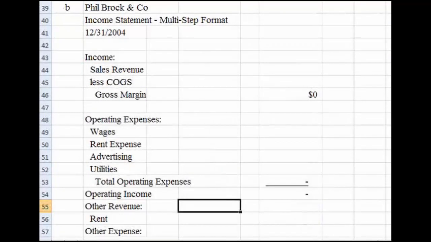In a multi-step format, we calculate what's called gross margin. To do that, take the income and subtract the direct costs of actually generating the income. In most cases, that's strictly the cost of goods sold. That calculates the gross margin. From that, the operating expenses are subtracted, and then if there are other revenues or other expenses, they'll be added or subtracted to derive the net income.